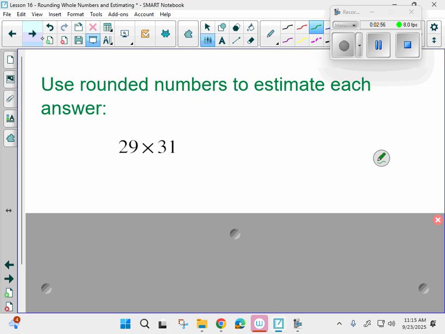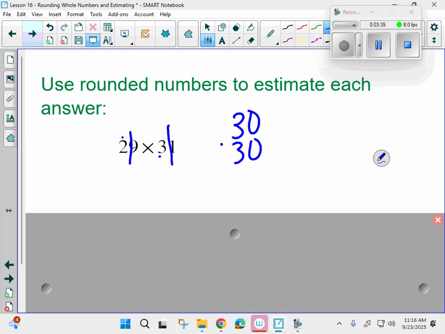Now, use rounded numbers to estimate each answer. Be sure you read the directions or you're going to be multiplying 29 times 31, which is way harder than rounding and then multiplying. Am I going to round to the ones or the tens or the hundreds? Henry, what do you think? The tens, okay? That's the biggest spot right here. So Arlo, what do you think this number rounds to? It rounds to 30. This guy's bigger than 5, so it rounds up. All right, Layla, what about this one? What's this going to round to? 30, okay? This one rounds down because the 1 is less than 5.